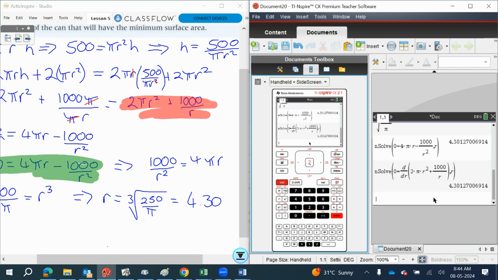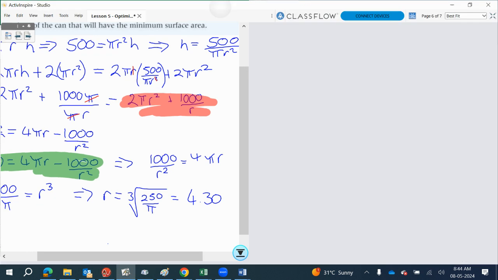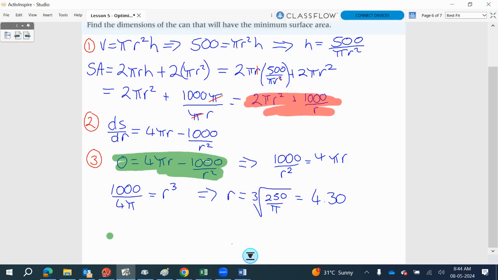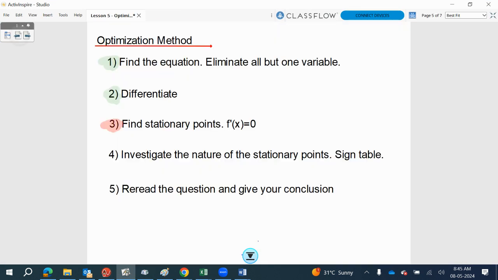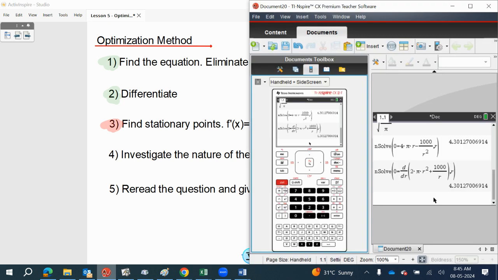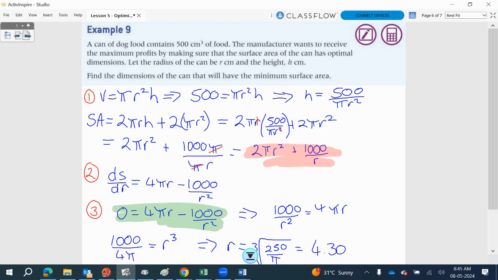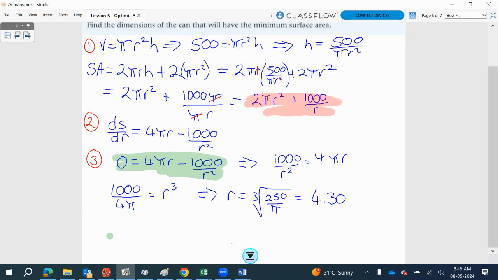Okay. So this is to find the derivative and solve. This is to find the radius. Let's go back to our question. So we've done parts 1, 2, and 3. We now need to investigate the nature of the stationary point and show whether this is a minimum or a maximum. We can do this in numerous ways. So is this r value going to give us a minimum or a maximum?